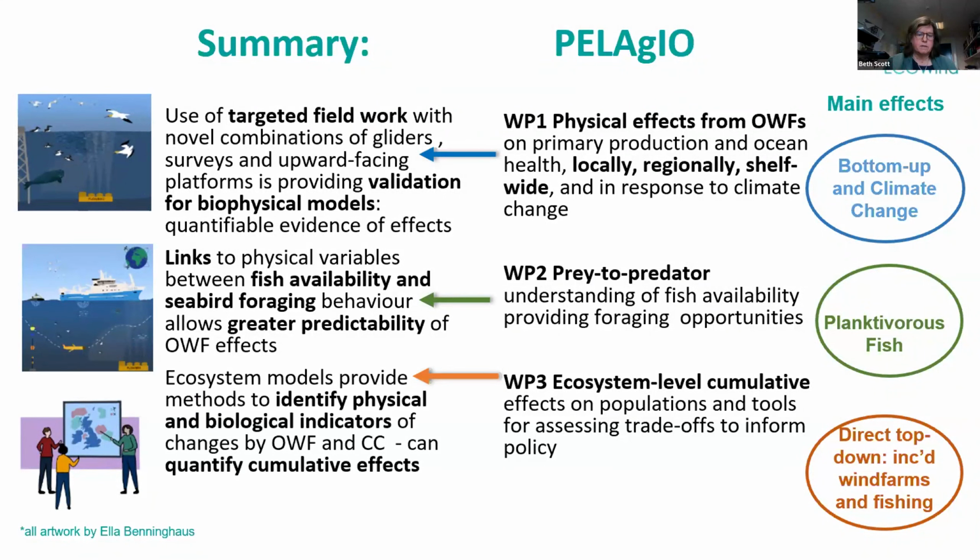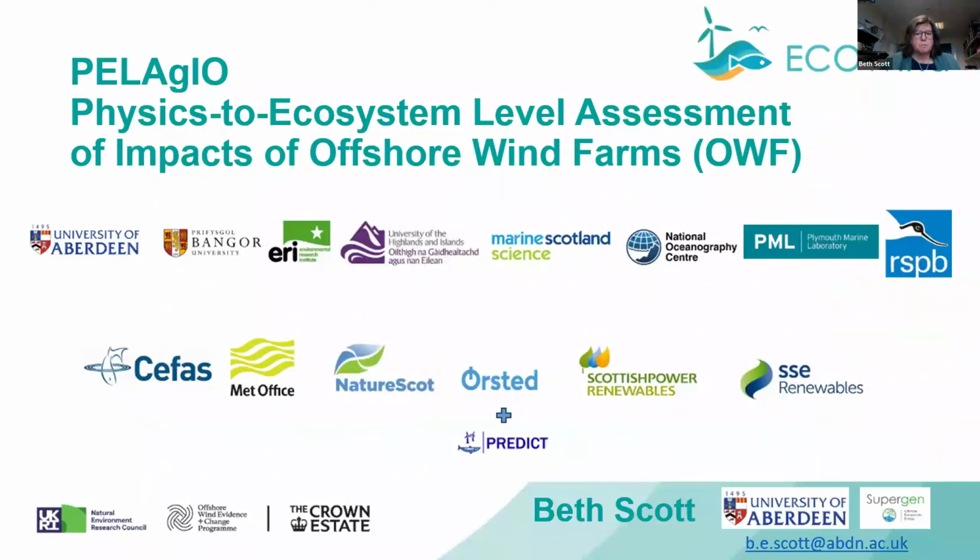And then finally, with our ecosystem models, we've identified these physical and biological indicators that can be changed by offshore winds and climate change. So we can quantify, and we do it to cumulative effects. And these main effects on the right-hand side, these are things coming out of our models and our real data, is saying it is definitely bottom-up effects that are the biggest ones. Climate change is massive compared to offshore wind. Planktivorous fish are our most important species. And I haven't shown it here, but the effects of changing fishing are showing to be some of our biggest effects coming through. So that is me, and that is the project Pelagio.